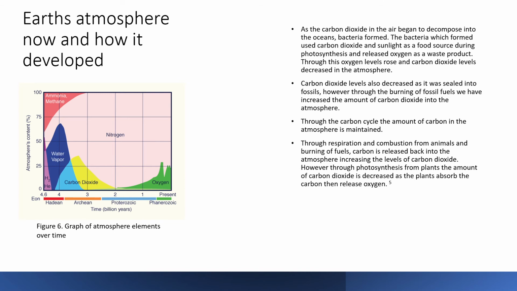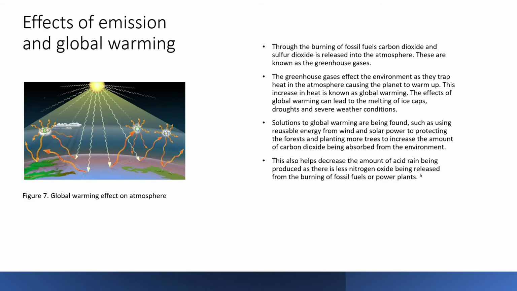Carbon dioxide is maintained through the carbon cycle, and that's when respiration and combustion from animals and the burning of fossil fuels release carbon dioxide into the atmosphere, and then photosynthesis absorbs the carbon dioxide to release oxygen back into the atmosphere. Though, due to the amount of fossil fuels being burned, the amount of carbon dioxide and sulfur dioxide being produced is far greater than it being absorbed, and that has led to greenhouse gases.